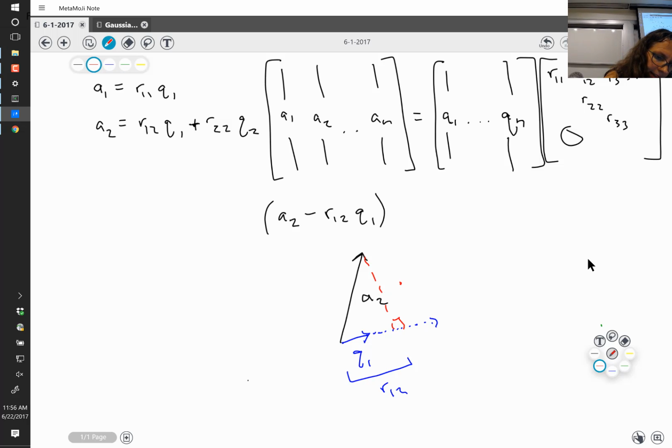This thing is A2 minus R12 Q1, and we're going to want that to be equal to R22 Q2. So we've got A2 minus R12 Q1; how do we get this from this red vector? How do we decide what R22 is and what Q2 is?